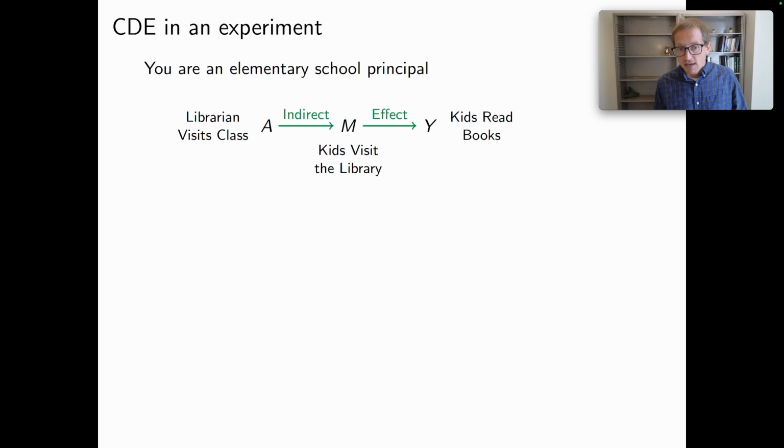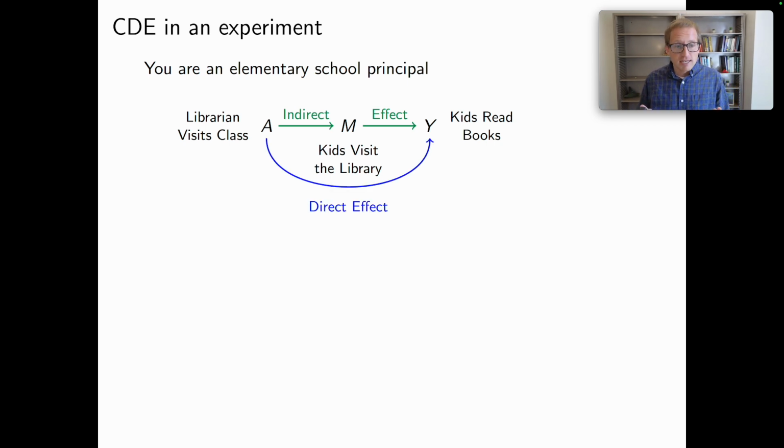You might think that this effect operates indirectly. If you send the school librarian to visit the class, the librarian will really play up the school library and convince the kids that the school library is a great place to spend time. Thus, them visiting the class might increase the chance that kids visit the library. And when kids visit the library more, this may also cause them to read books.